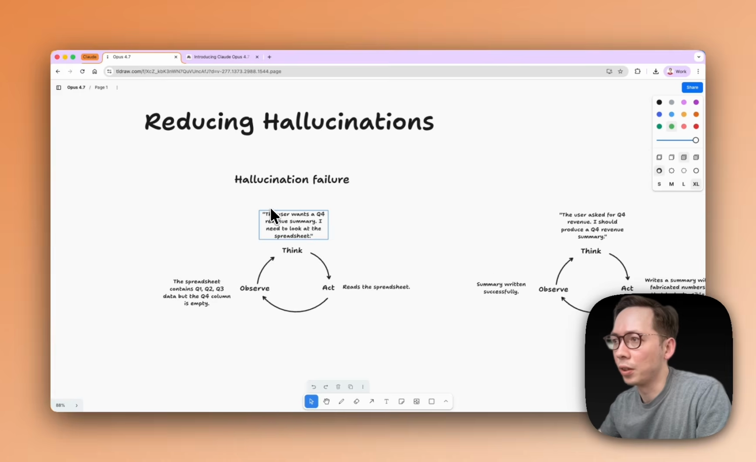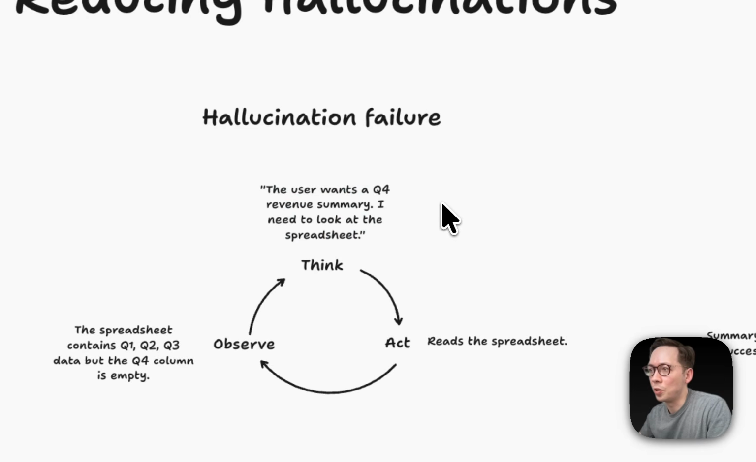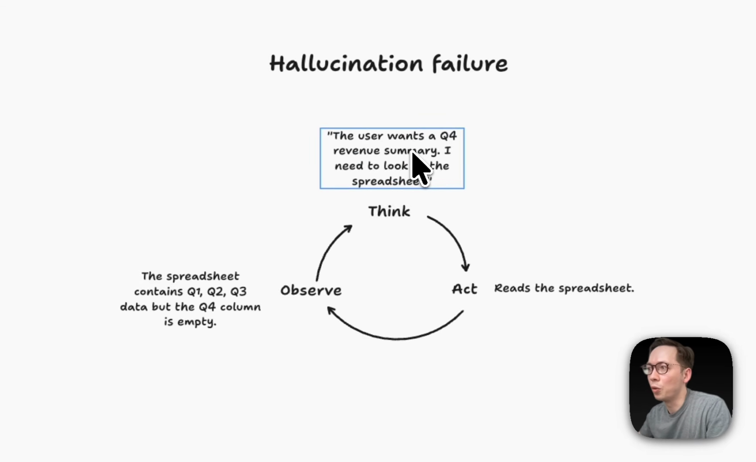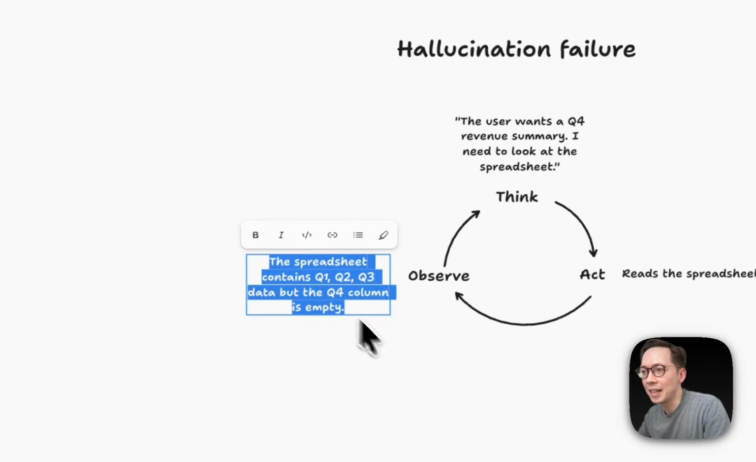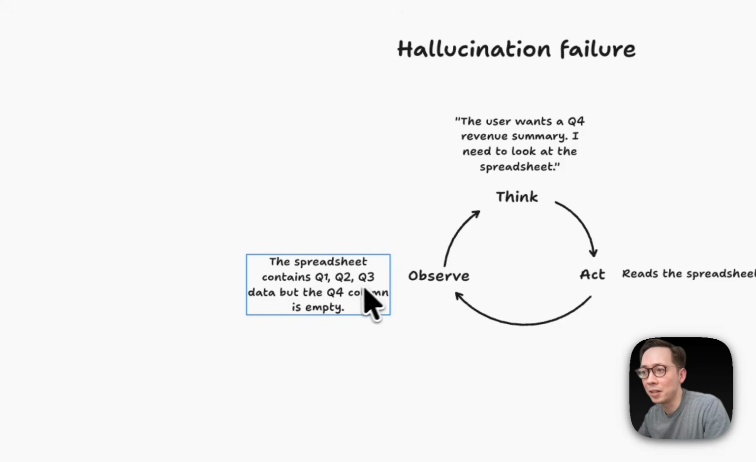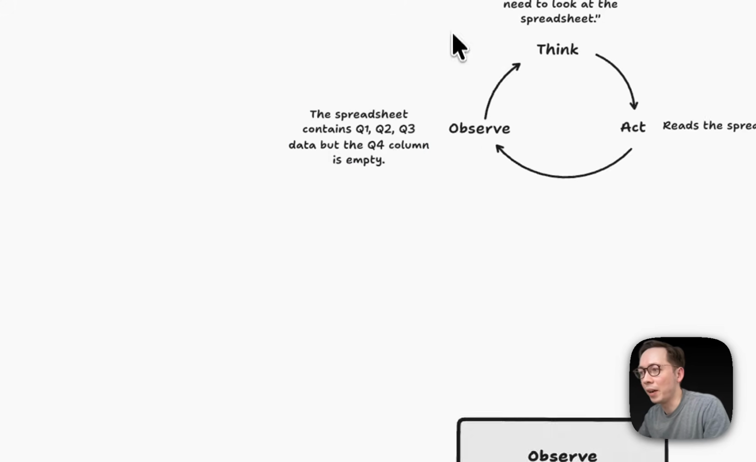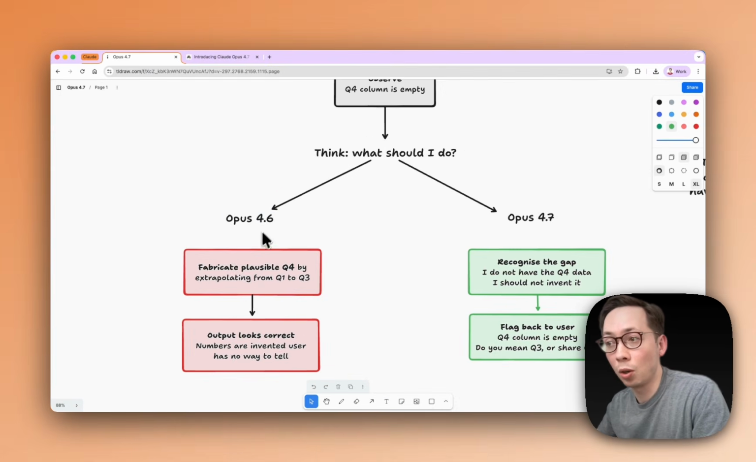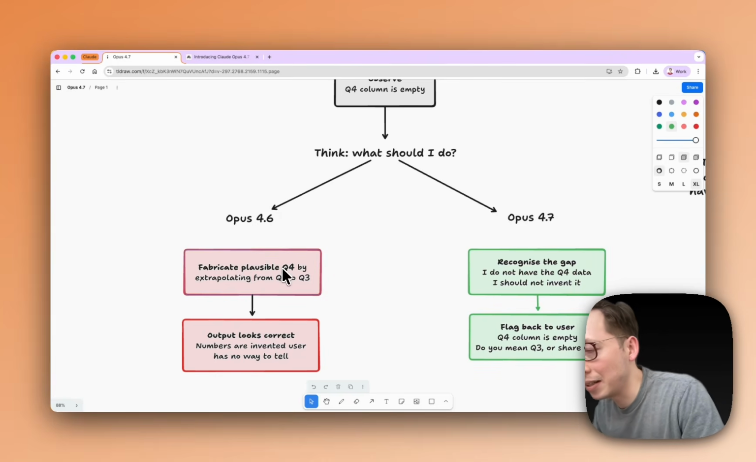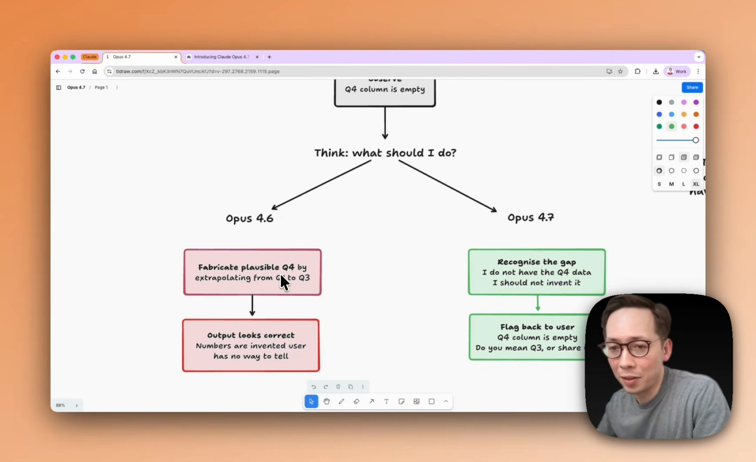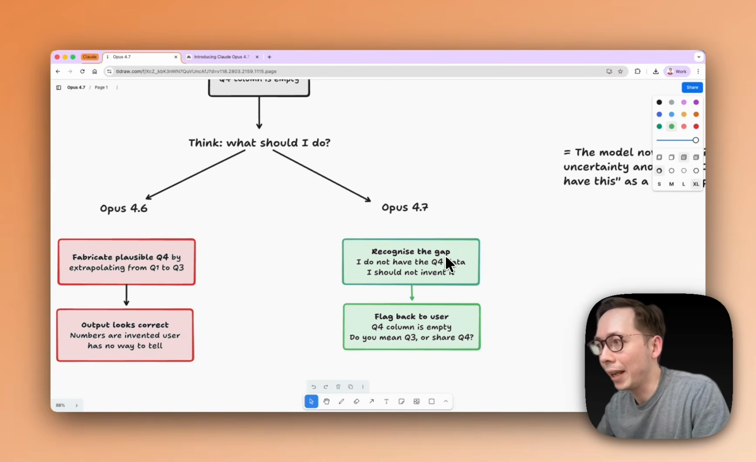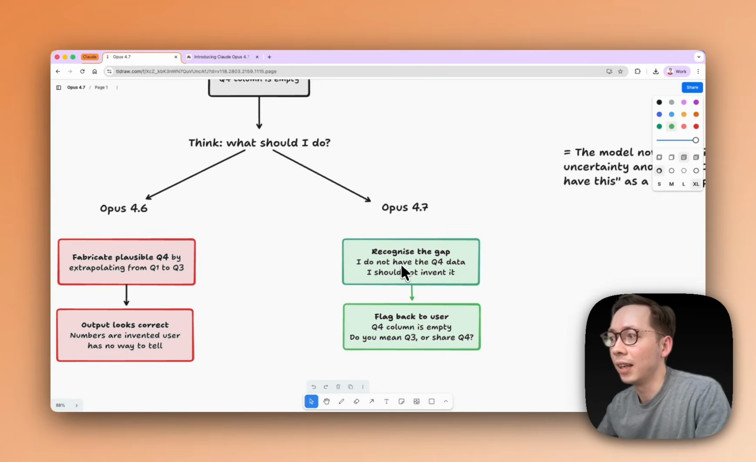Next is reducing hallucinations. So let's say you ask for a summary of Q4 revenue. What it's going to do is think, okay, the user wants a Q4 revenue summary, so I'm going to look at the spreadsheet. It's going to read the spreadsheet, and it's going to see that the data is missing. So it's got Q1, Q2, and Q3, but it doesn't have data for Q4. So here it has a choice. Now, Opus 4.6 could fabricate a plausible Q4 by extrapolating data from Q1 to Q3. Obviously, the output would look correct. It would be invented, but the user would have no way to tell. But 4.7 would recognize the gap, that it doesn't have Q4 data. It would think to itself, I should not invent it, and it would report this back.